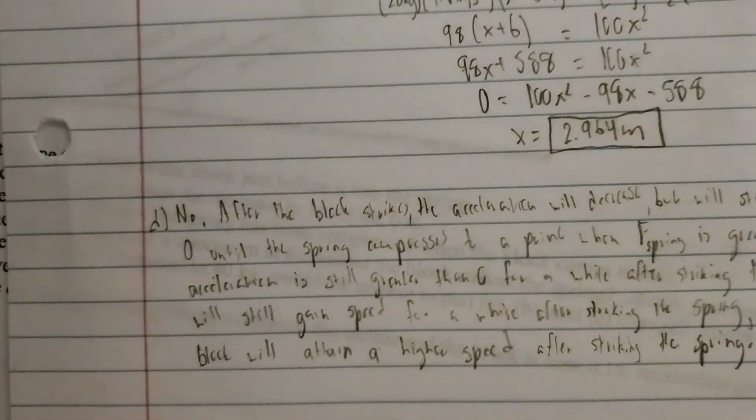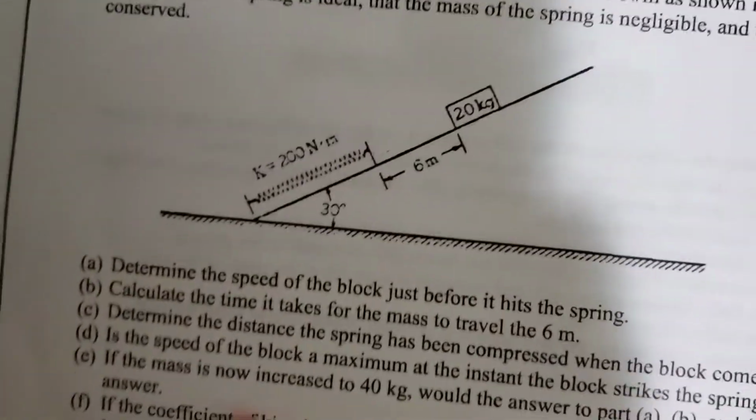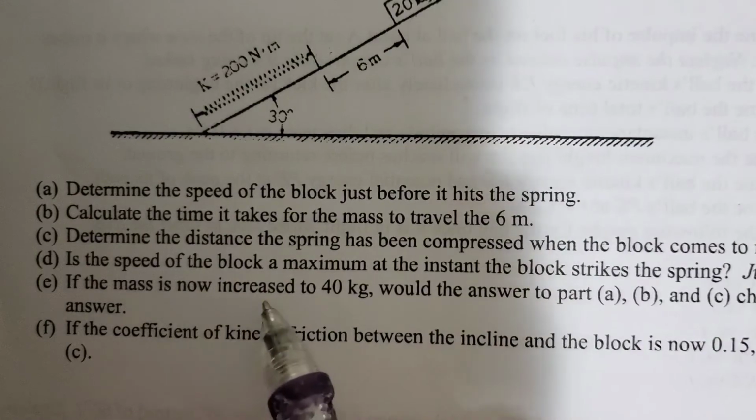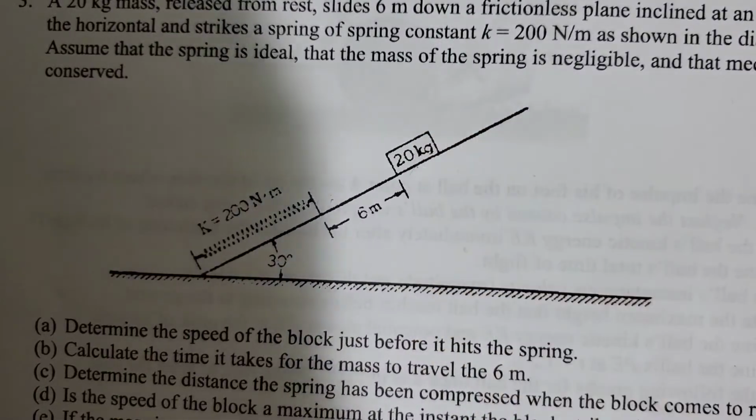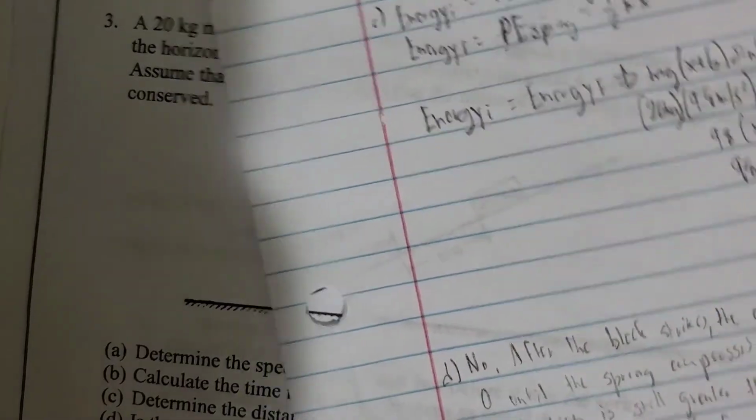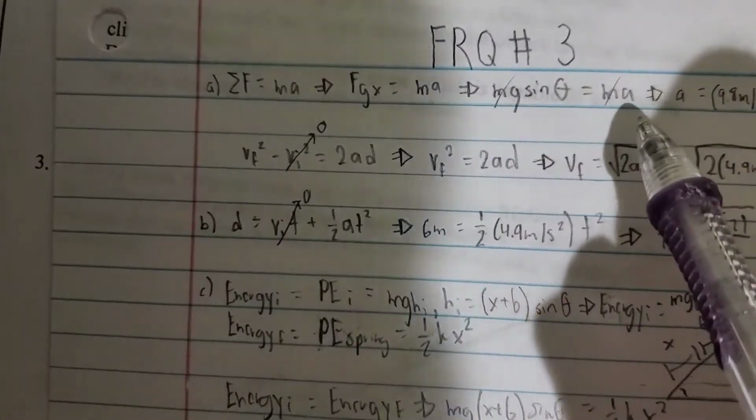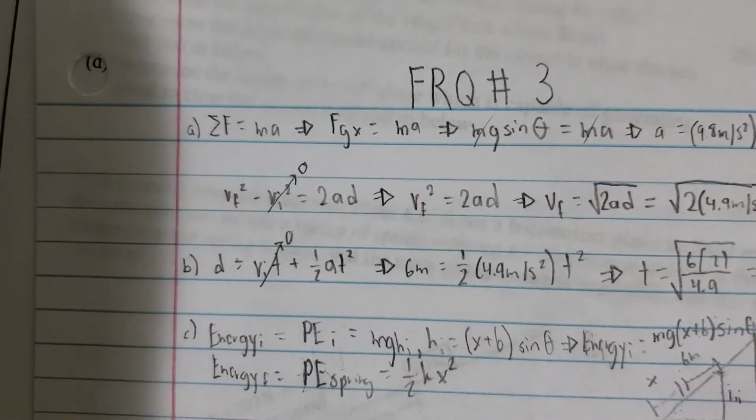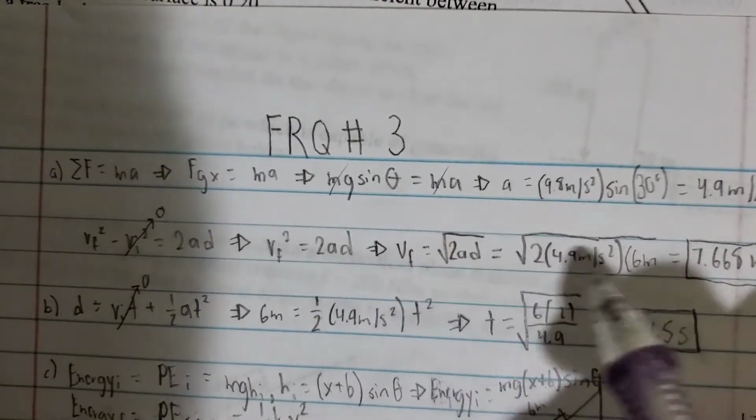Okay, so part E asks to justify if the answers for part A, B, and C will change if the mass is increased to 40 kilograms instead of initially 20 kilograms. So, okay, looking at part A, in our calculation, our masses cancel out. So obviously this is a sign that mass will not come into play in finding acceleration, and if acceleration doesn't change, our velocity won't change either.